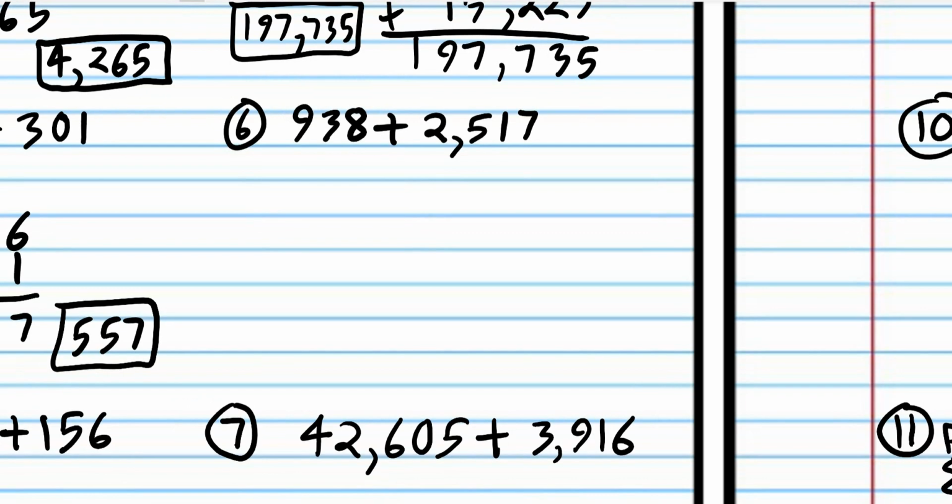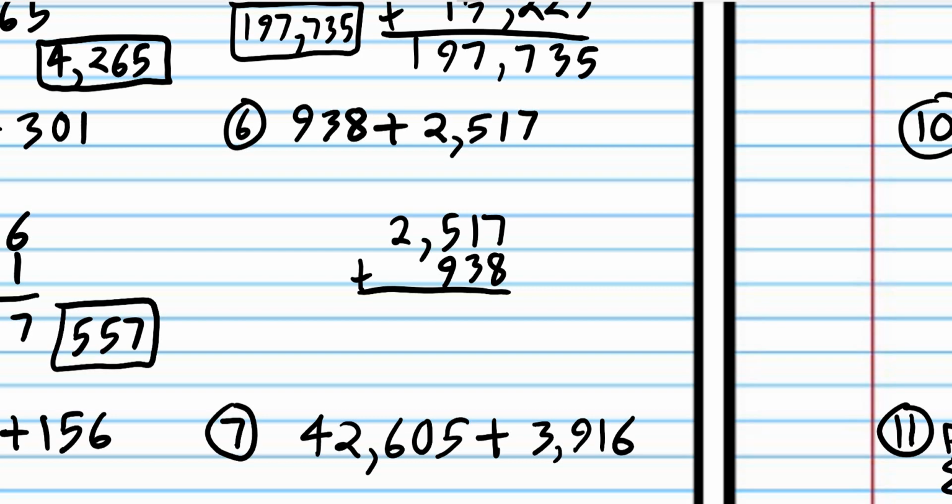Right now we're going into a slightly different problem. You're going to see what's different about this. So let's try it. 938 plus 2,517. Line up the numbers vertically. Now what's different about this sum is that when you add the numbers in the ones digits, the result is going to be a number that's actually a 2-digit number. 8 plus 7 is 15.